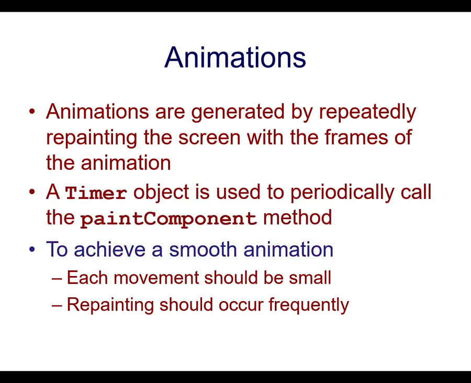There are two factors that are necessary to ensure that an animation appears smooth. Each movement should be small. In other words, there should only be a small difference between adjacent frames. Repainting should occur frequently, meaning that the timer interval should be sufficiently short. One limitation is that the interval must be at least as long as it takes to render a frame. With the speed of modern computers, that is no longer much of a limitation unless an image is extremely complicated.